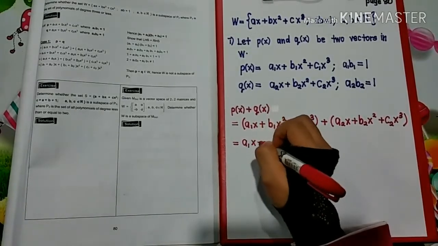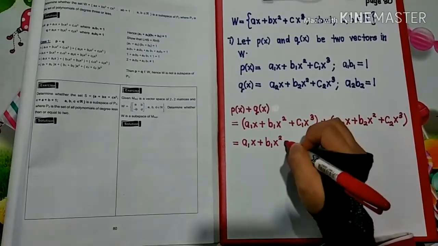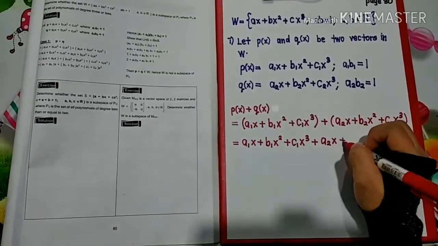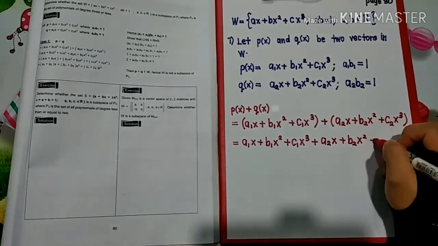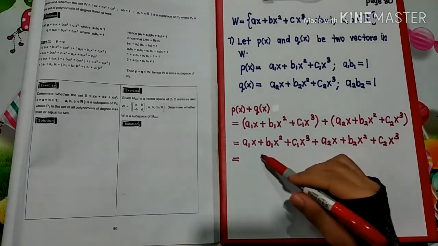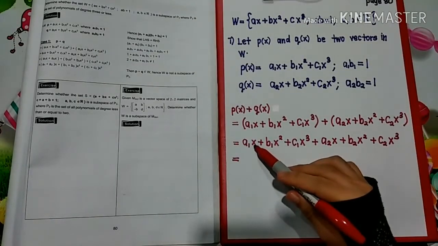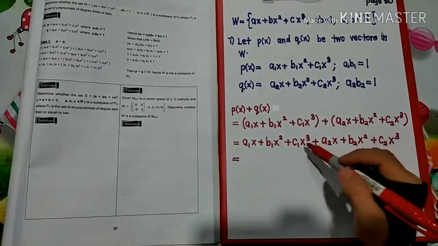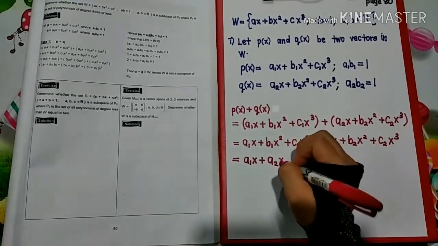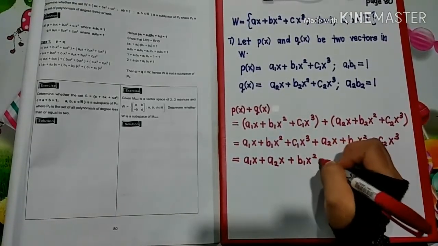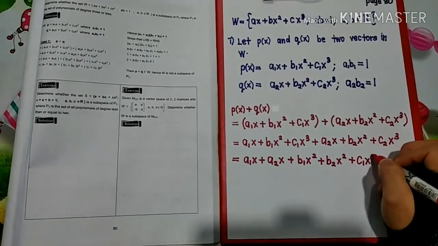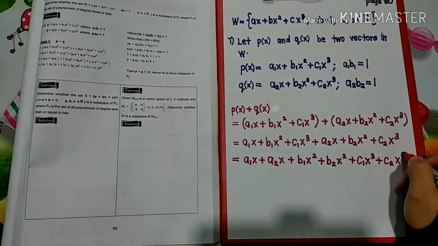So we will have here A1x plus B1x square plus C1x cube plus A2x plus B2x square plus C2x cube. Next, I will rearrange based on the same variables: x with x, x square with x square, x cube with x cube. So you will have here A1x plus A2x plus B1x square plus B2x square plus C1x cube plus C2x cube.